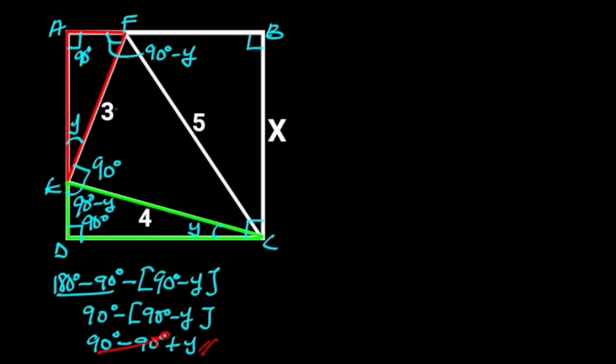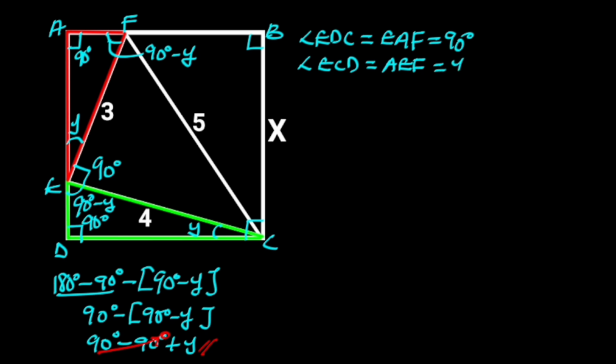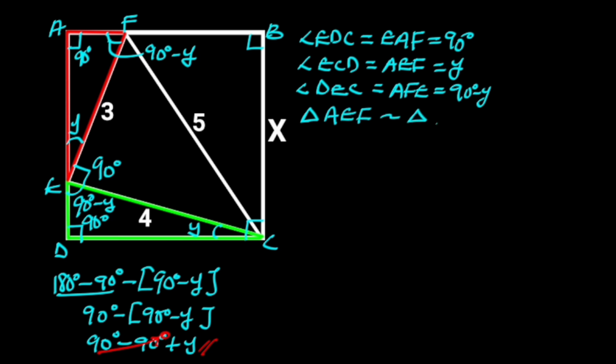From both triangles, we can see that angle EDC is equal to angle EAF, that is, 90 degrees. Angle ECD is equal to angle AEF, that is, Y. And angle DEC is equal to angle AFE, that is, 90 minus Y. Hence, we can say that triangle AEF and triangle CDE are similar triangles. That is, both triangles are proportional triangles.